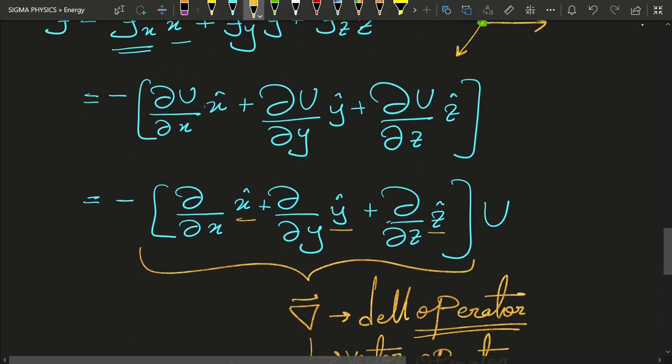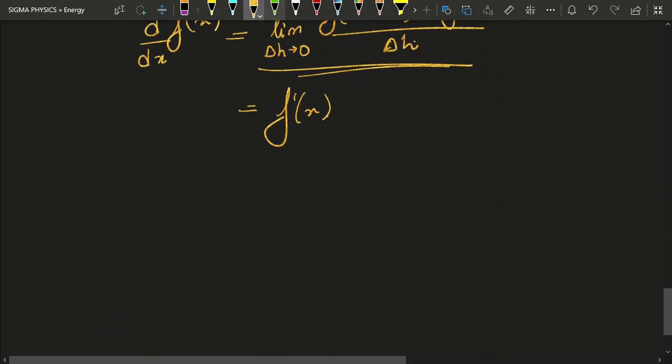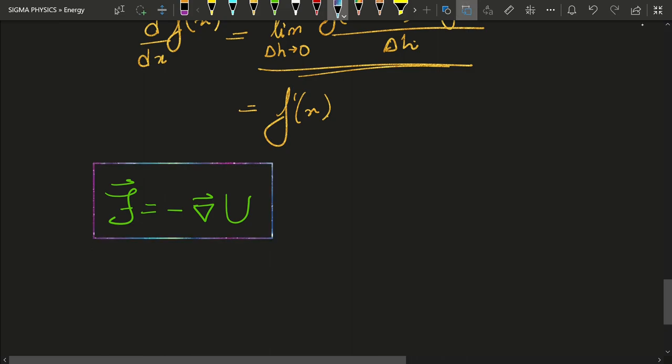And hence, what we can do now is write the net force on the object as the negative gradient of potential energy. This is what we were seeking in this video, a relationship between the force and potential energy, not only in one dimension, but in all the dimensions, that is in three dimensions.